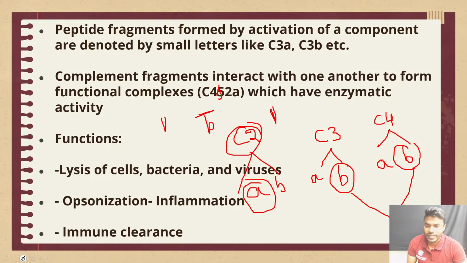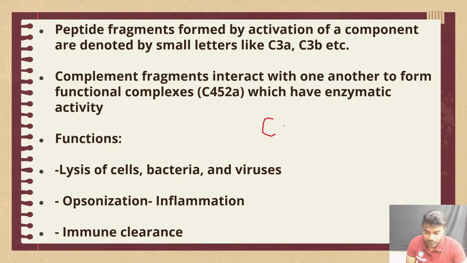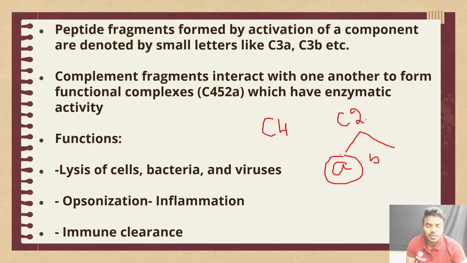So let me tell you one example. Suppose, for example, friends, pay attention. The complement 4 molecule and the complement 2 molecule have to be associated with each other. Now we know very well, complement 2 breaks down into A and B, and I already told you that in complement 2, A will be the larger part, and complement 4 also breaks down into A and B. Now who will associate with each other?